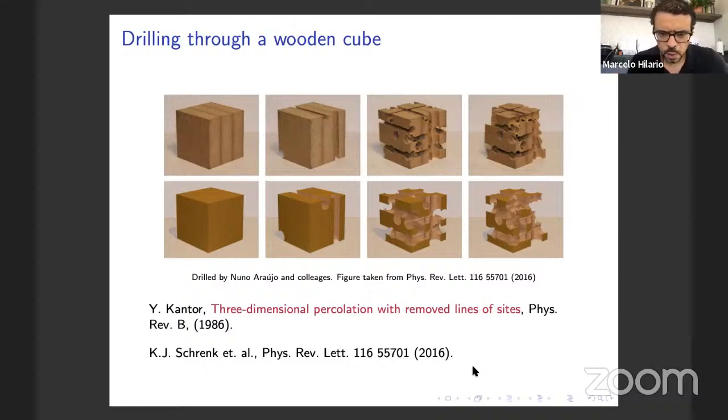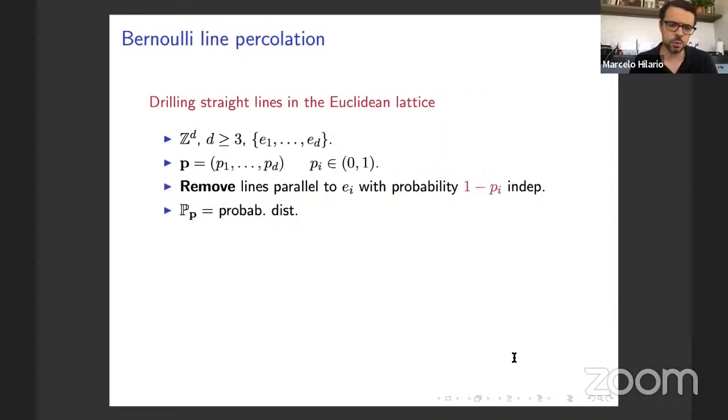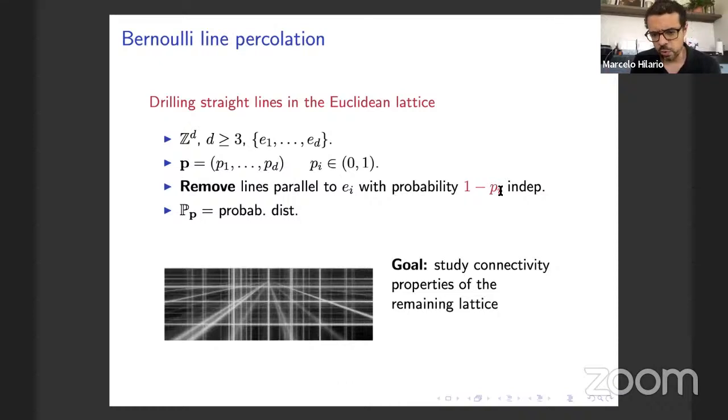So what do we know about this model? First of all, the math definition I just mentioned: you remove parallel lines in the infinite lattice with probability 1 minus p, depending on the direction. Okay, so I'll keep p_i for each one of the directions. And the goal is to study the connectivity properties of what remains. So not the set of lines, but what's not touched by these removed lines.